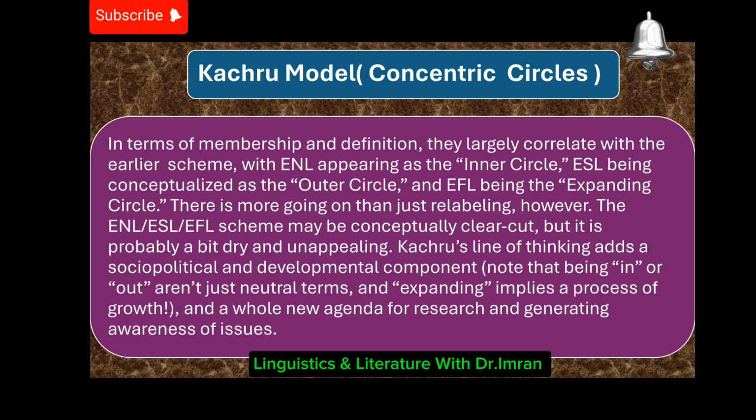So Kachru says English does not belong to any nation, any country. If you are saying English as a second language, it means that English belongs to someone. And if you are saying outer circle of English, you mean that English does not belong to someone. We have only native speakers and non-native speakers of English. Fine, but he is using outer circle and expanding circle. Expanding means that English is growing in some countries. It is being developed in some countries.